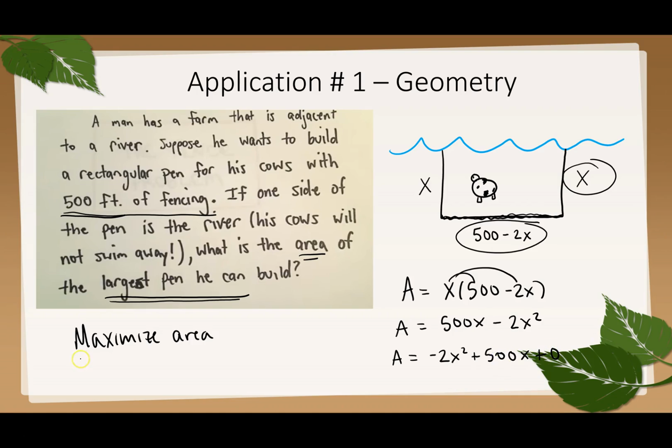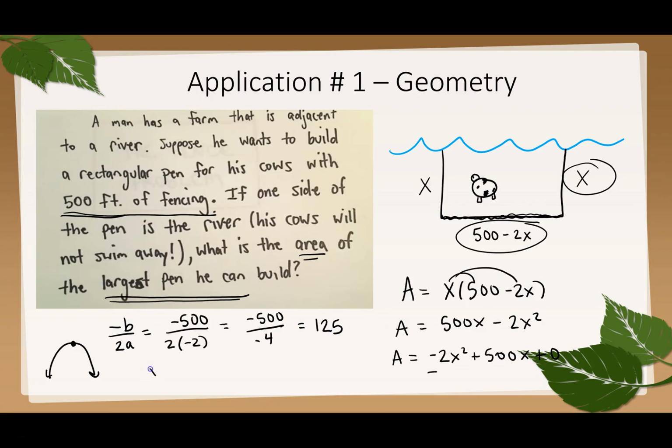How do we maximize something? Well, we have to find the vertex. And it makes sense that we have a negative, unhappy parabola. Remember, the negative 2x squared means it's unhappy. That means we're looking for our vertex. So I'm going to find the opposite of b over 2a to find my vertex. That's going to be negative 500 over 2 times negative 2. That gives me negative 500 divided by negative 4. And what is that? That is 125.